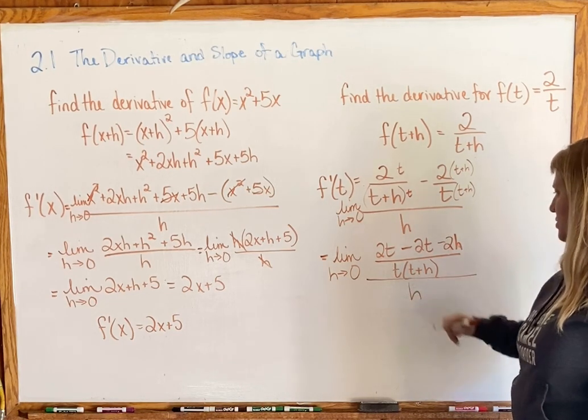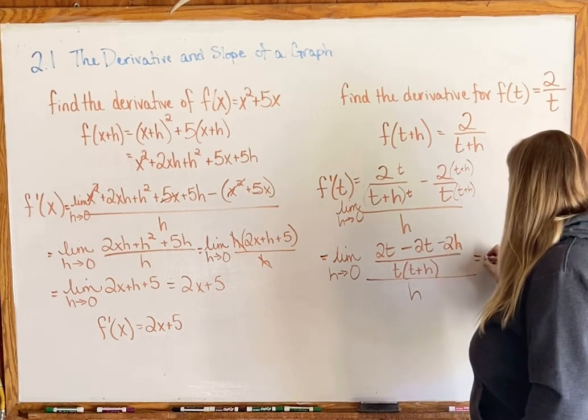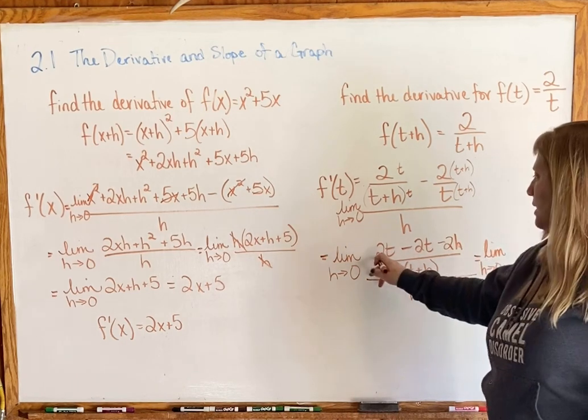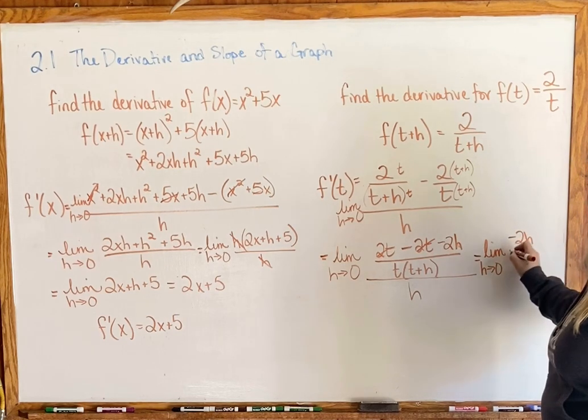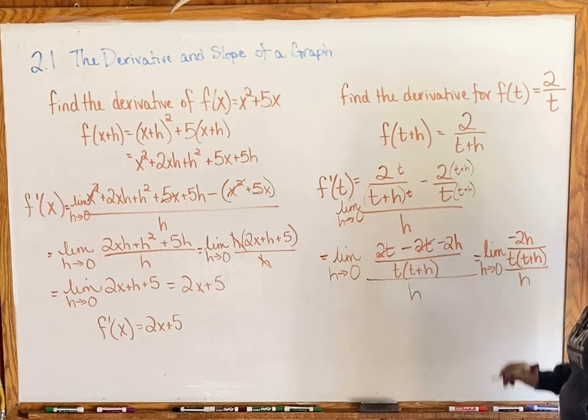All over the h that's on the bottom. Okay, so still some simplifying to do on the top. So we'll say the limit as h approaches 0. Luckily, we still have minus 2h over t plus h all over h.